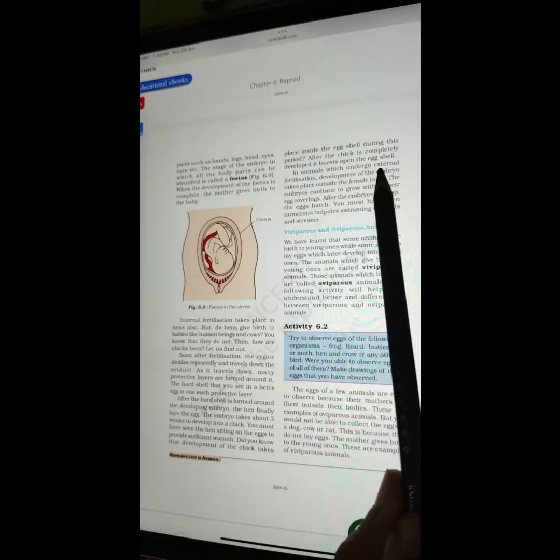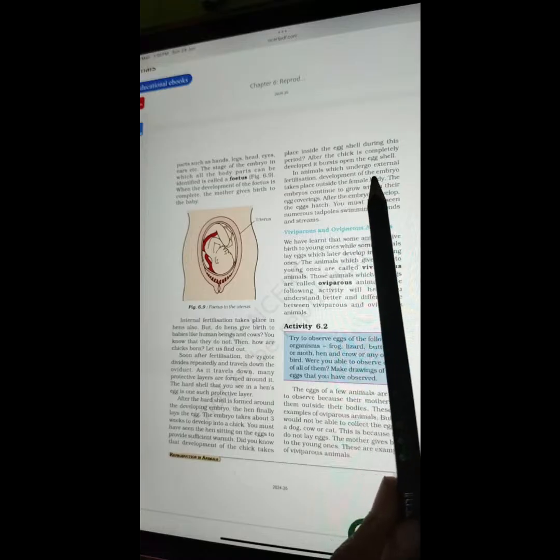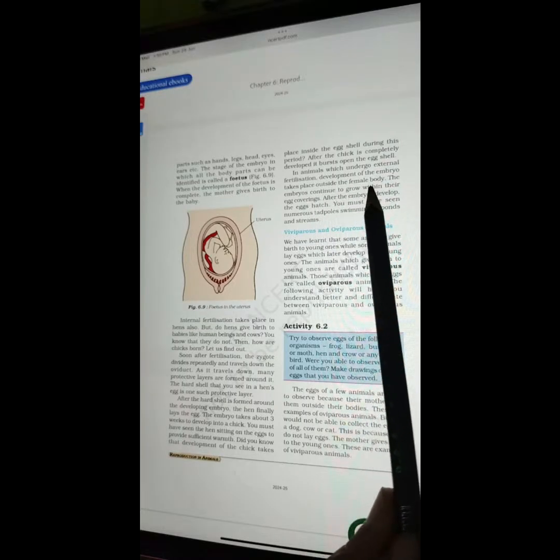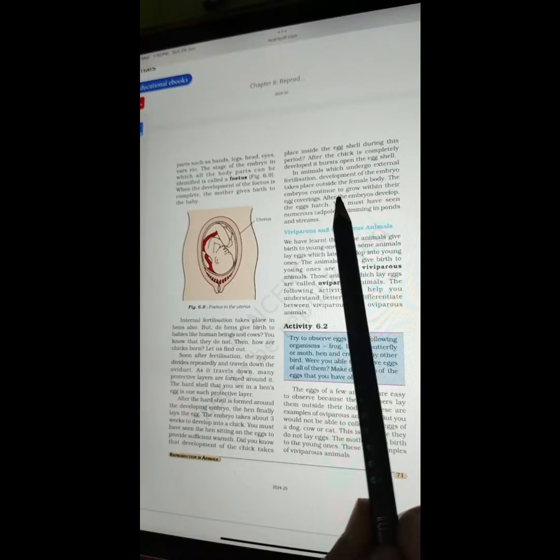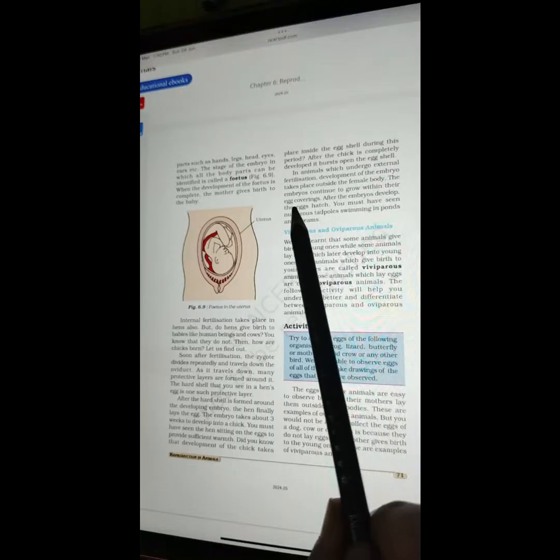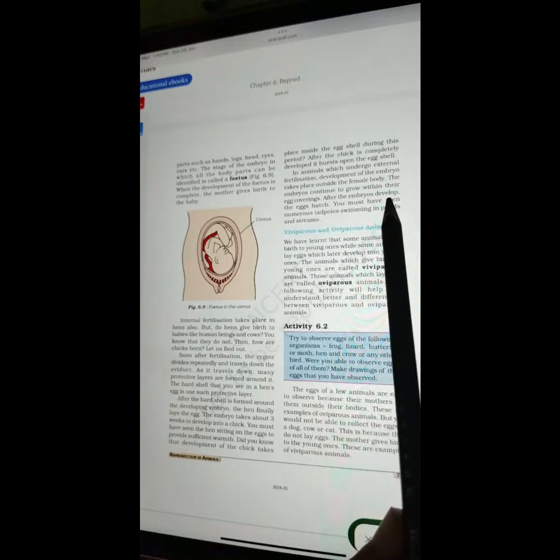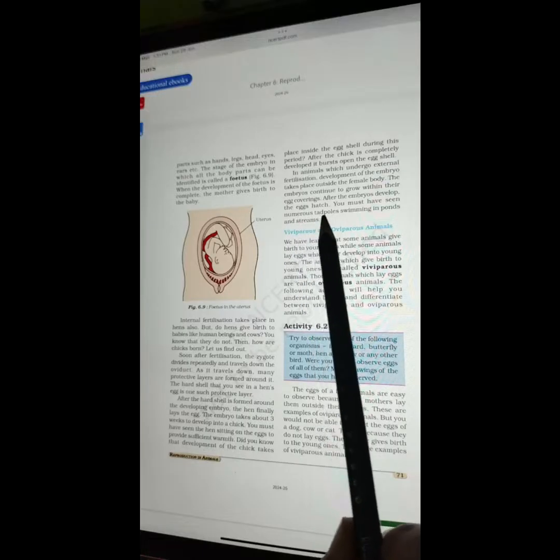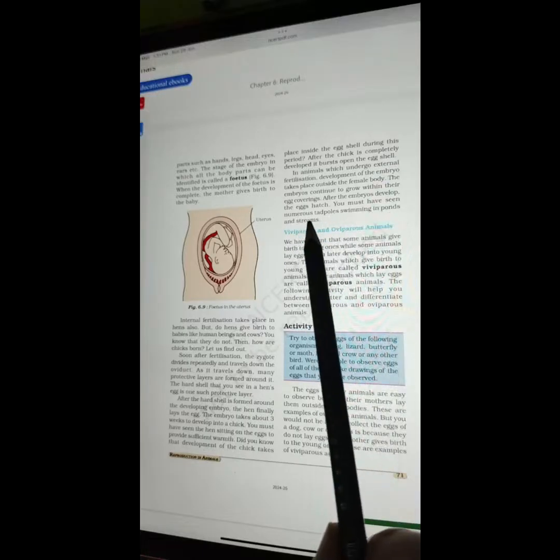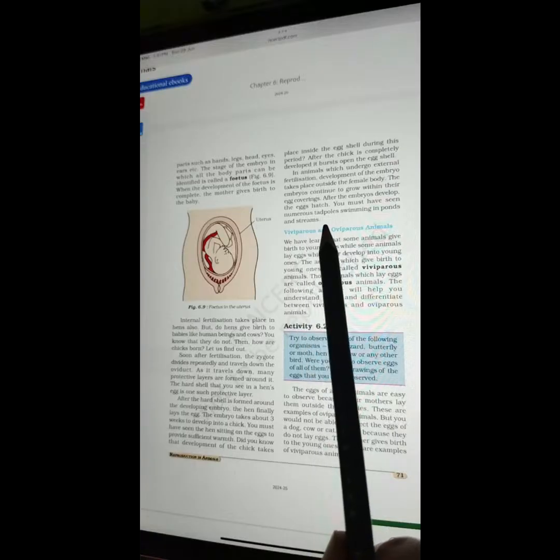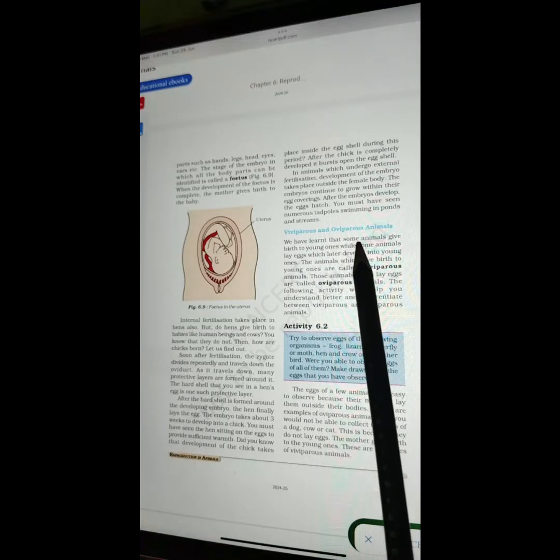In animals which undergo external fertilization, development of the embryo takes place outside the female body. The embryos continue to grow within their egg coverings. After the embryos develop, the eggs hatch. You must have seen numerous tadpoles swimming in ponds and streams.